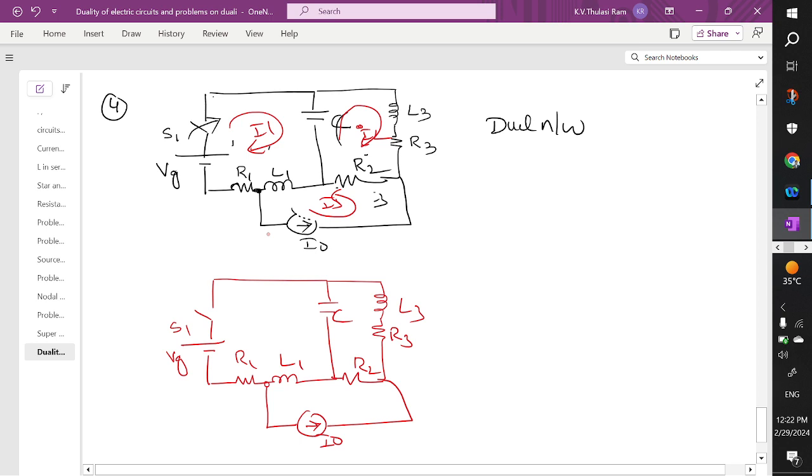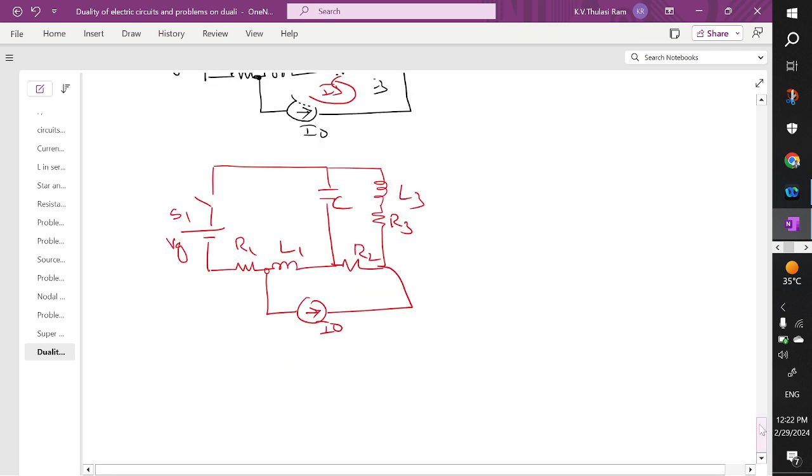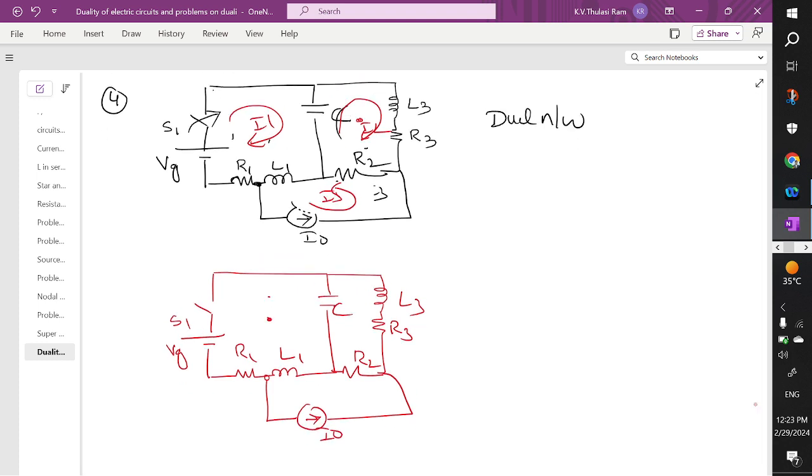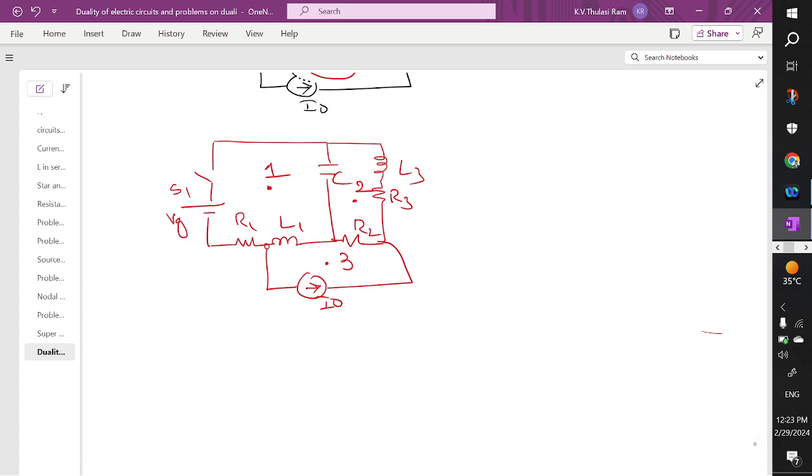So how to draw the dual? I think you know this very well. So instead of loop I1, we draw node 1. Instead of loop current I2, draw node 2, and instead of this loop, we draw node 3, and mark a reference node.